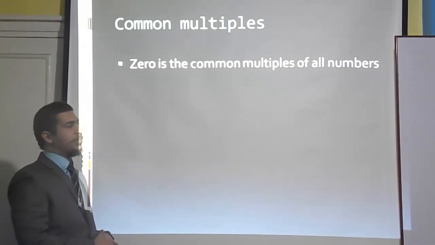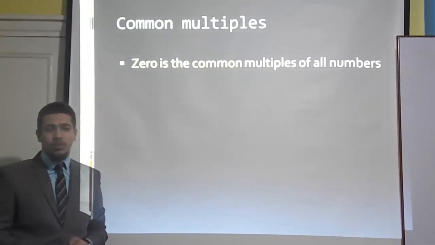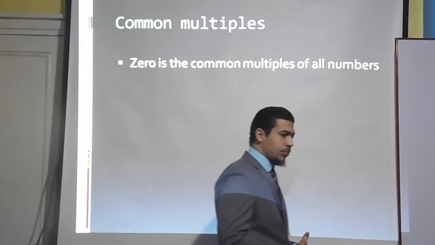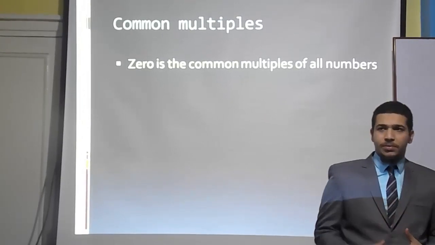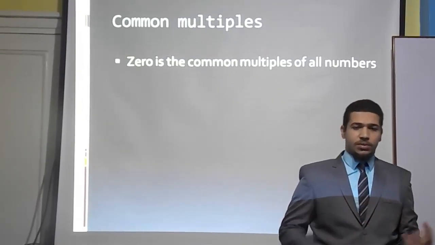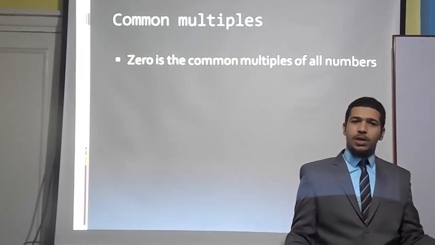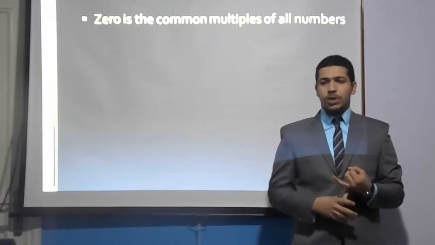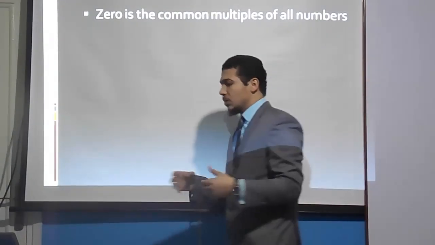Now we will speak about the common multiple. A common multiple means a multiple, a product, that exists in two numbers, or three numbers, or four numbers. It is common between some numbers, two numbers, three numbers, four numbers, and so on.